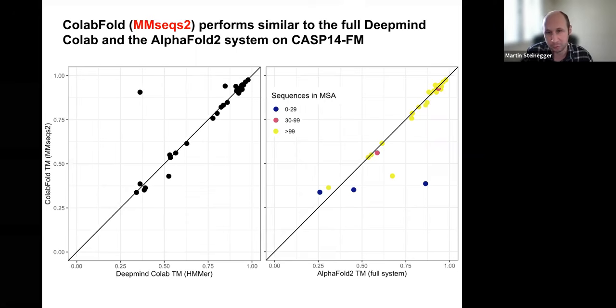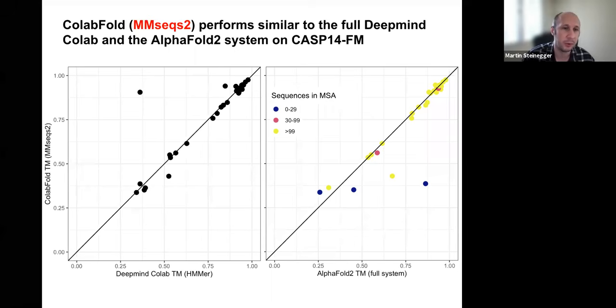Then we also wanted to compare it with the full AlphaFold 2 system. What we did is we took from the last CASP all of the FM targets, free modeling targets, the ones that are supposedly very difficult. We ran them through their Colab, our Colab, and the full AlphaFold system. Then we checked how well we can predict the structures, and we compare using TM-align. It's a score from 0 to 1, where 1 is the best.